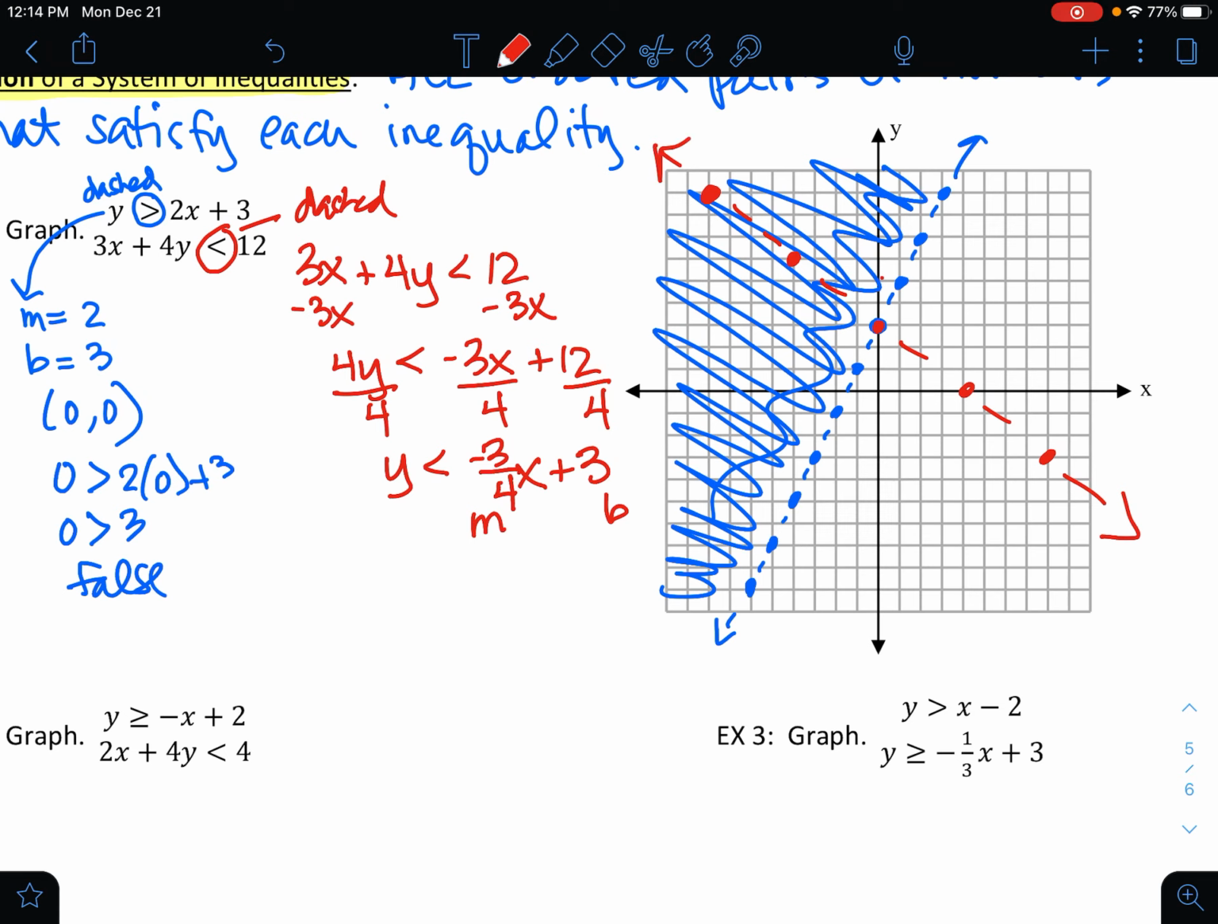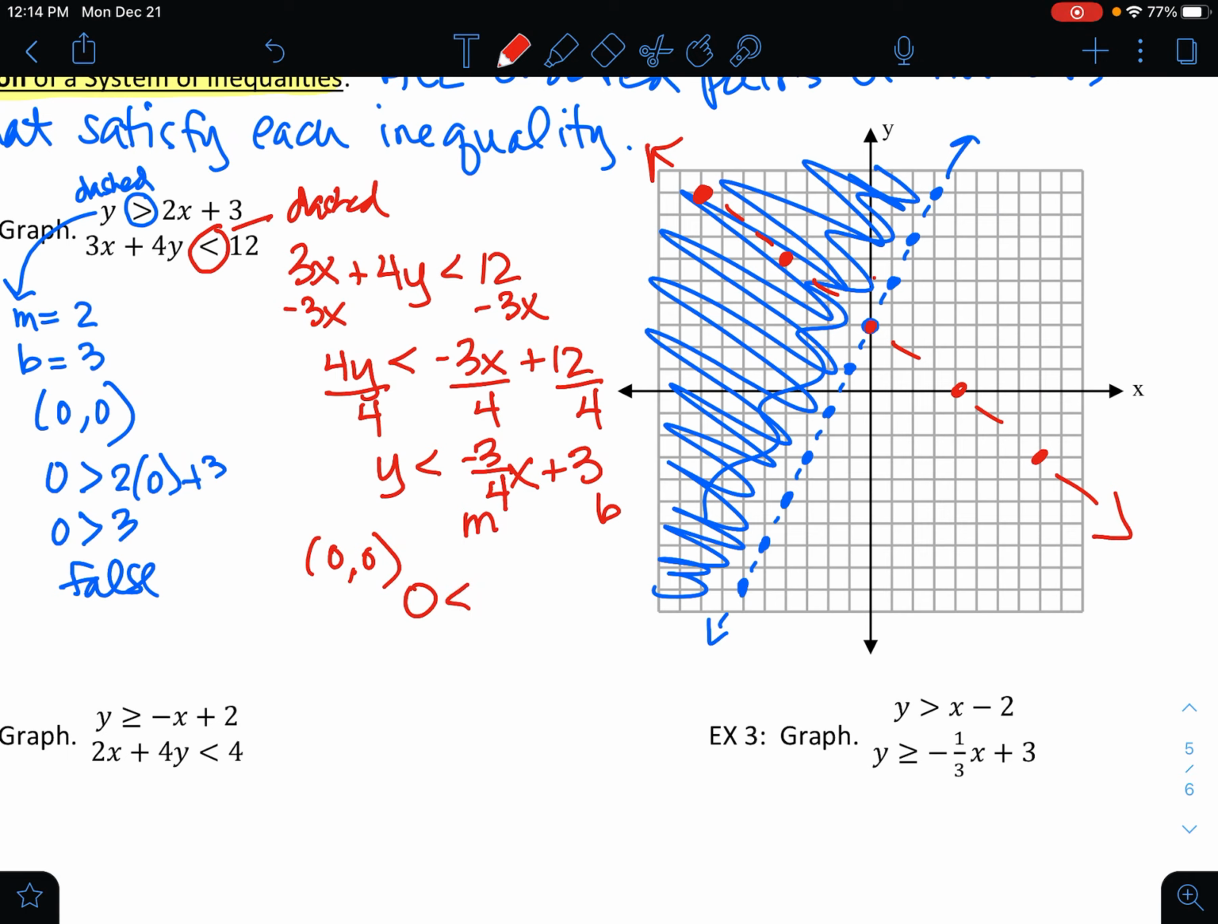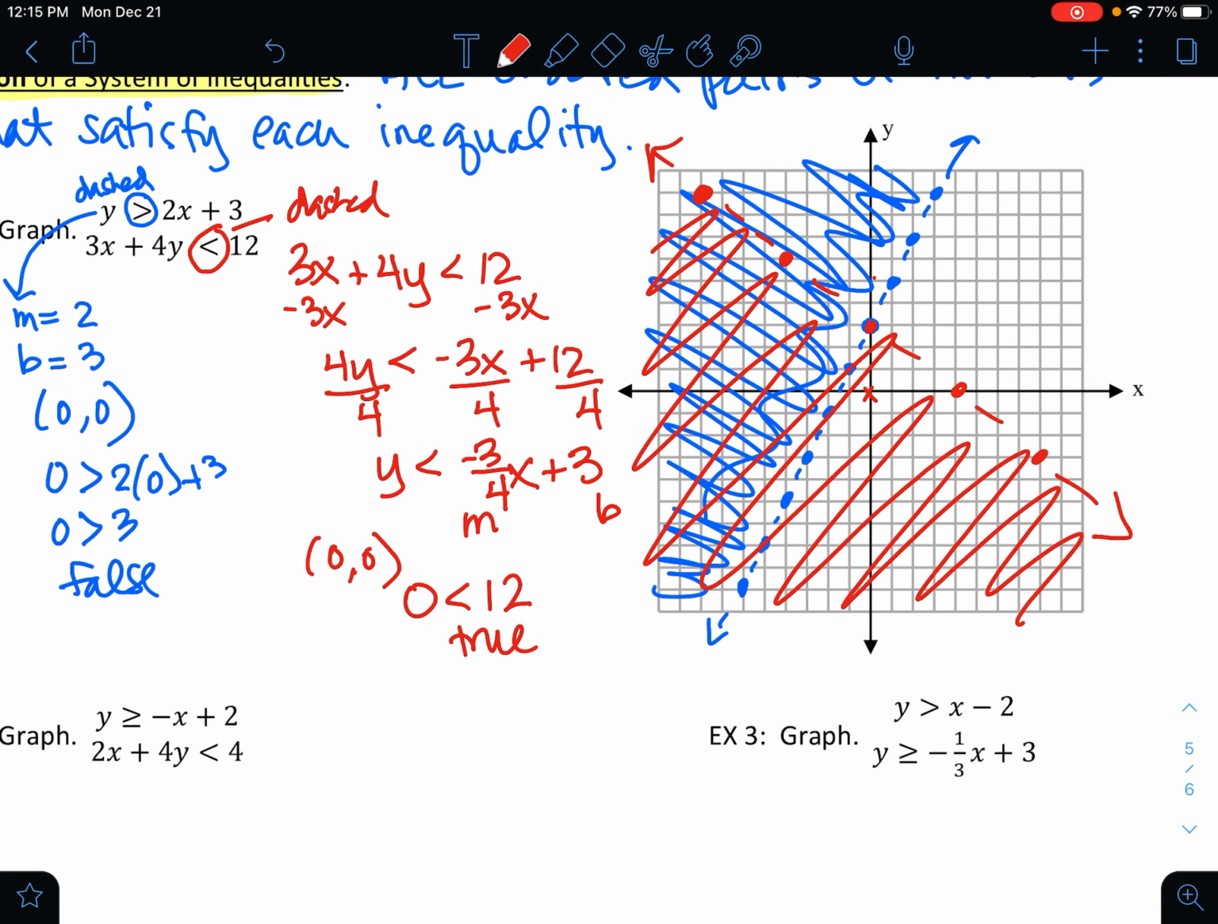Now I need to shade, so plug in your test point. I'm going to go back to the original inequality. Plugging in a 0 for x and a 0 for y, you end up with 0 on the left compared to 12. So 0 is less than 12, yes, 0 is smaller than 12. That means I'm shading the ordered pair 0, 0, which falls under my line. So I want to color in wherever under is.